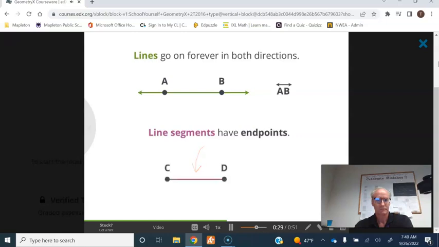So here's an example of a line segment. It doesn't go on forever in either direction and stops at the endpoints C and D. Line segments are named after their endpoints, so this is line segment CD. And on top of them, you draw this line segment symbol, which has no arrowheads on either side.